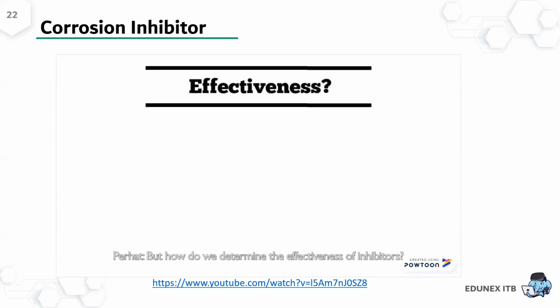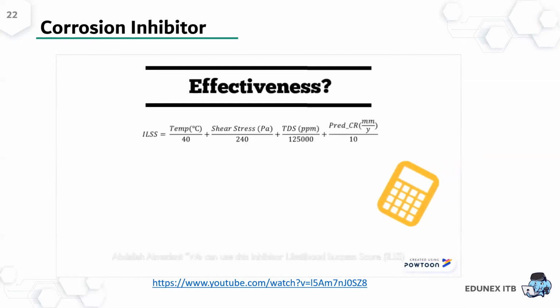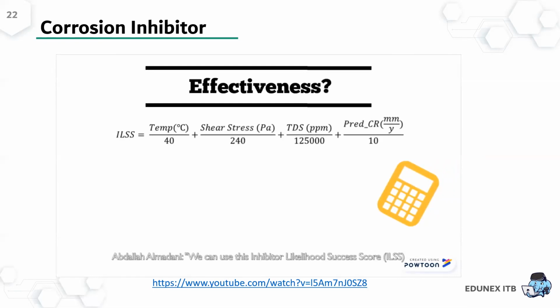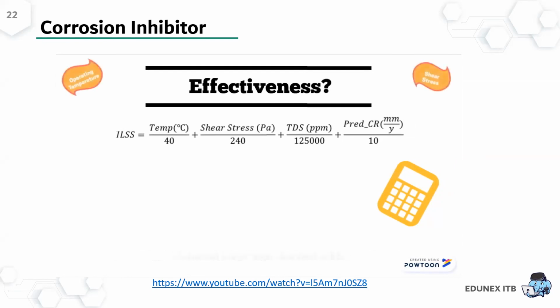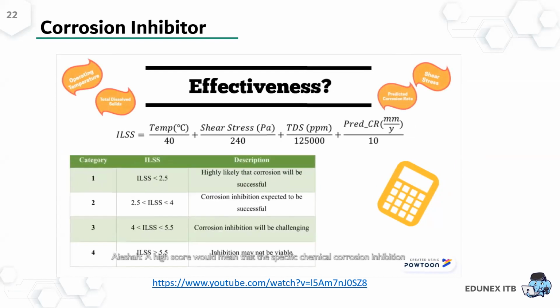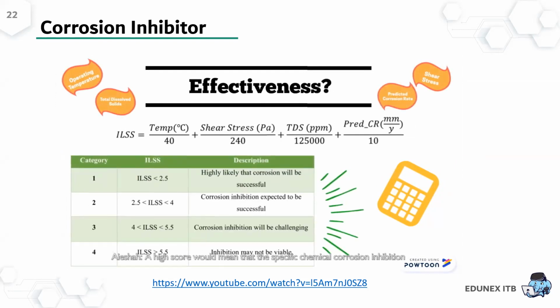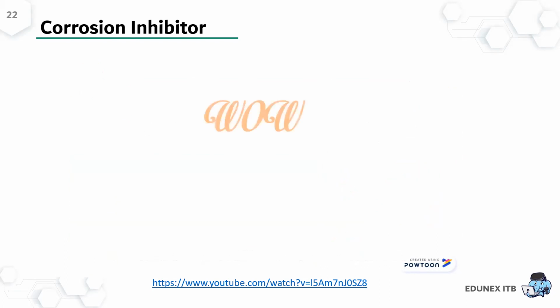But how do we determine the effectiveness of inhibitors? We can use the inhibitor likelihood success score, ILSS, which is a score based on four factors: operating temperature, shear stress, total dissolved solids, and predicted corrosion rate. A high score would mean that the specific chemical corrosion inhibitor would be less effective unless a high concentration is used. The table below shows the range of score values and the effectiveness of the inhibitor.